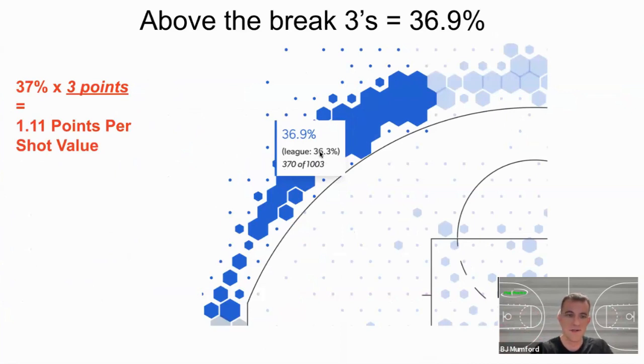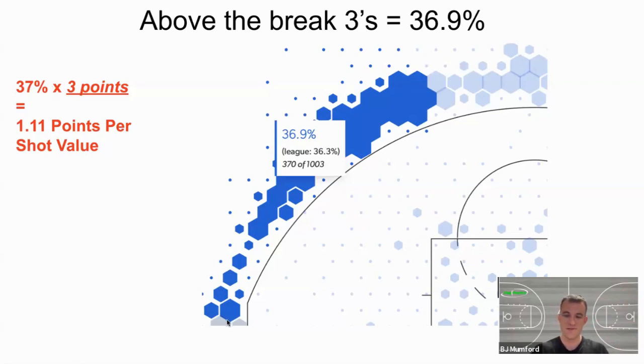That's pretty average. But at 37% on a 3-point shot, it's not the percentage times 2 anymore, it's the percentage times 3. And so that adds up to 1.11 points per shot value. So it's still above 1.0. It's not quite at 1.15, but it's closer to the 1.28 they got for a layup than anywhere else on the court.